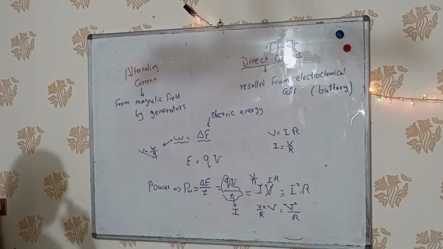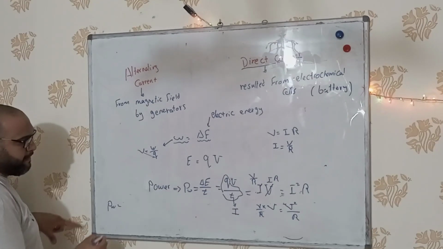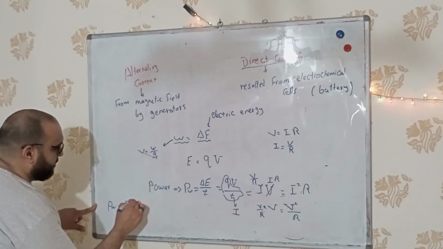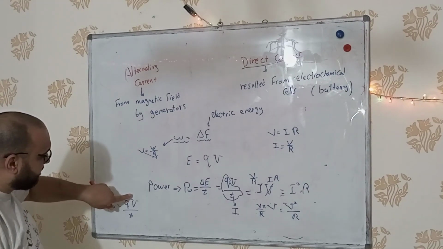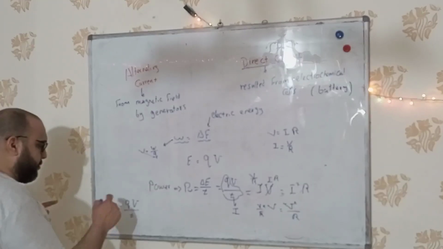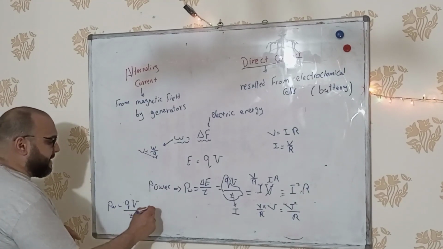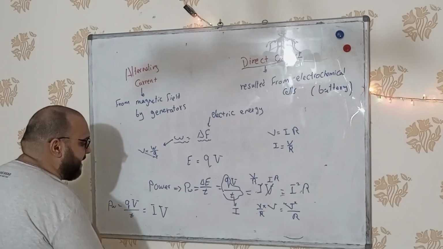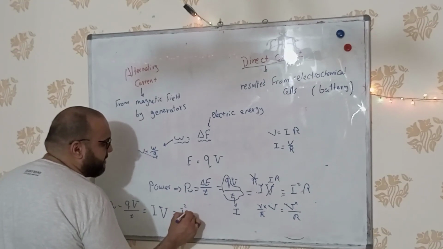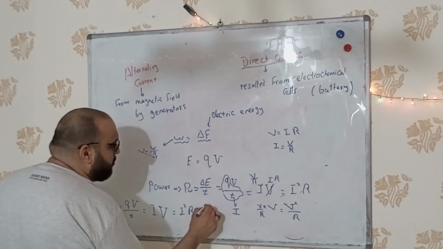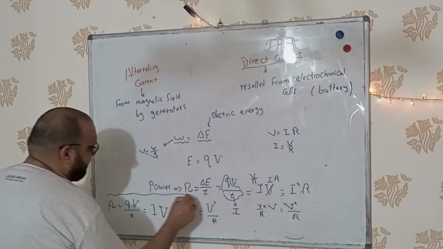So we can calculate the power by different rules. Power is equal to QV over t. Q is the amount of charge, V is the potential difference, and t is the time needed to make the charge move through a conductor. Also, we can represent it by the electric current multiplied by the potential difference, or the electric current squared multiplied by the resistor of the conductor, or the potential difference between the two terminals of the conductor divided by its resistance.